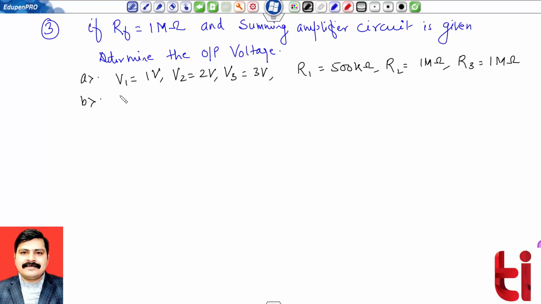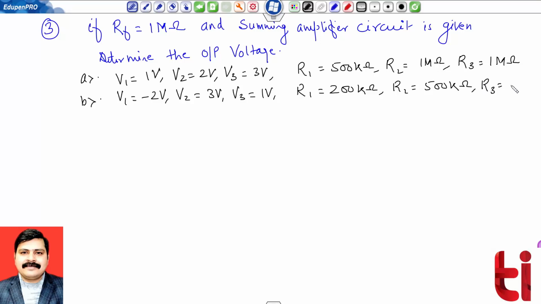In part B, V1 is given as minus 2 volt, V2 is given as 3 volt, V3 is given as 1 volt, and the resistances are given as R1 equals 200 kilo ohm, R2 equals 500 kilo ohm, R3 equals 1 mega ohm. So let's see the solution.